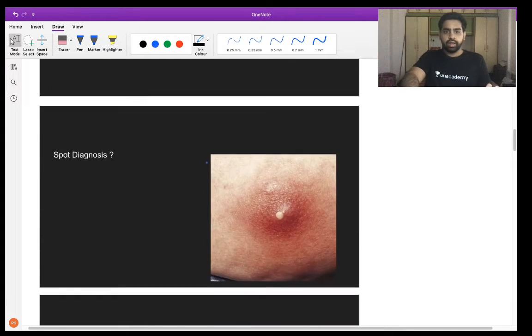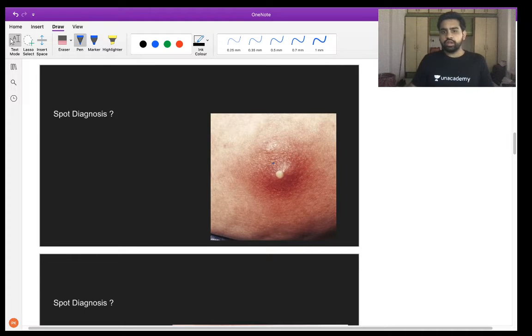Please understand this. Now what about this? Can you tell me the spot diagnosis of this particular patient? This is basically an infection occurring at one particular point. Very simple, nothing great about it. It is a folliculitis. What do you understand by folliculitis? We have the hair follicle, and if that hair follicle gets infected, the infection can go to the root of the hair follicle, and that is what you call folliculitis. Some people like to call it furunculosis. So one particular hair follicle or gland is getting infected.